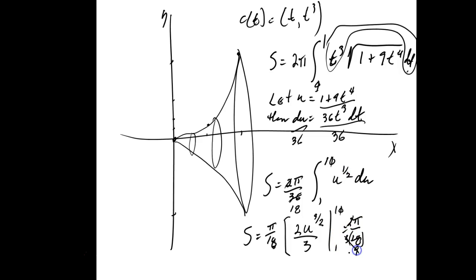So this will be 27 down here. Pi 27ths times, we pulled out the 2/3 now. That would be the square root of 10 cubed. Okay. The square root of 10 cubed minus 1, because the square root of 1 is 1, okay, and 1 cubed is 1.